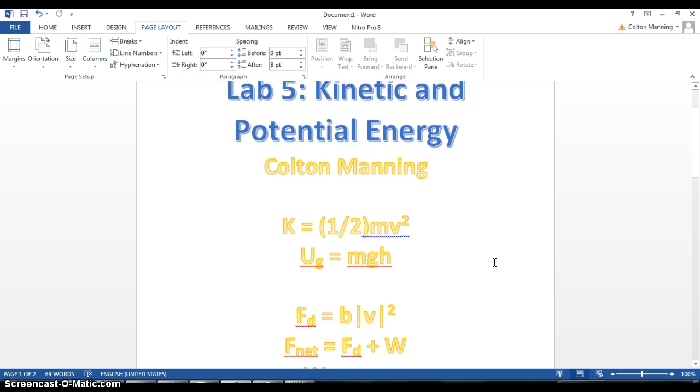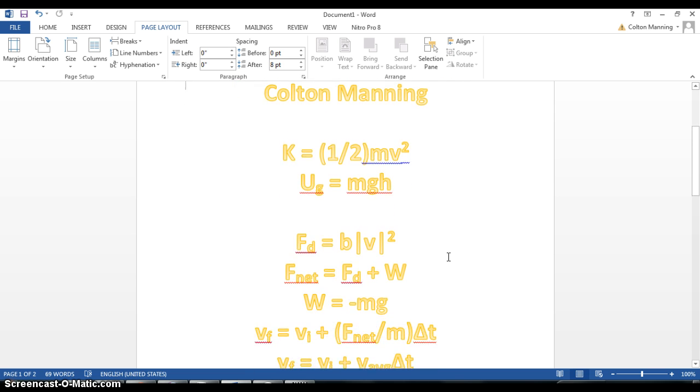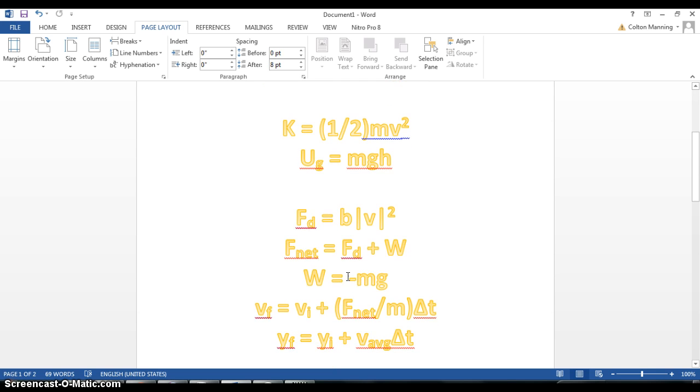Here we have that the kinetic energy is equal to 1/2 mv squared, and the gravitational potential energy is equal to the mass times gravity times height. We will also be including other equations such as the drag force, which is equal to the proportionality constant times the magnitude of v squared, and the net force, which is equal to the drag force plus the weight force. The weight force is equal to the opposite of mass times gravity.